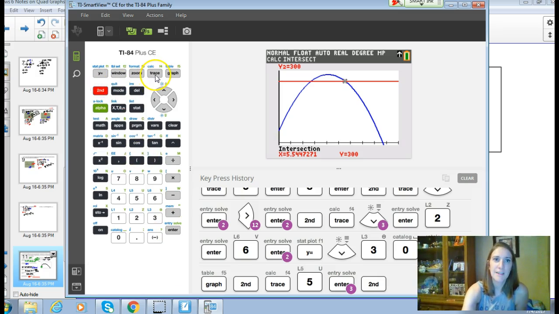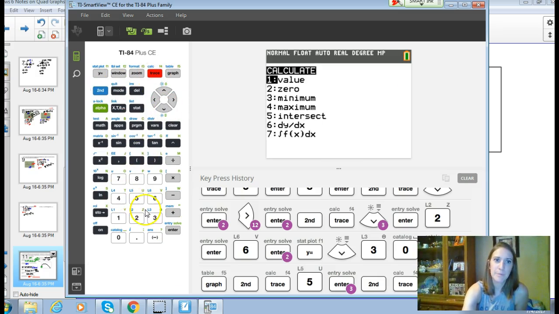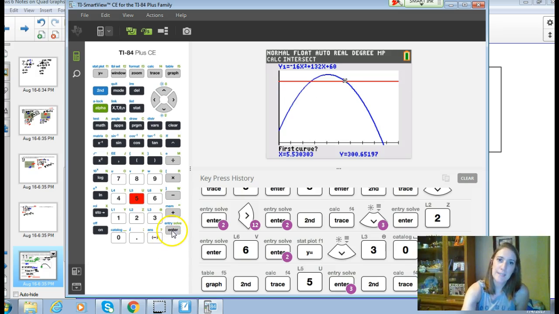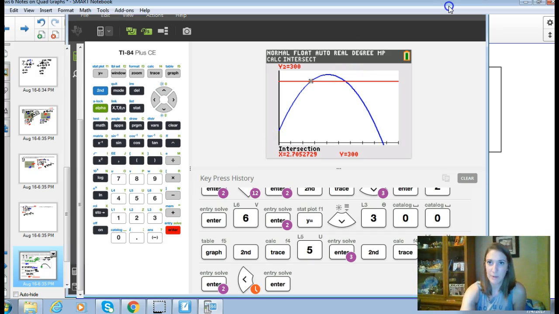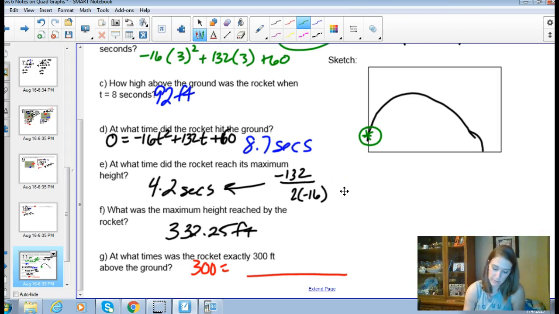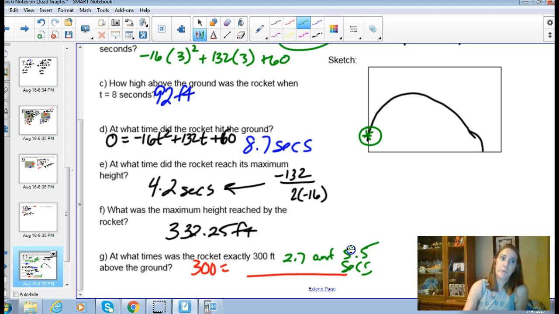Let's go find the second intersection, pull all that up again. But when it says guess, you need to get closer to the other one. Good enough. All right. So 2.7 seconds. So at 2.7 seconds and 5.5 seconds, that's when it hit a height of 300. So 2.7 and 5.5. Which, yeah, we could have found through the quadratic formula. It would have been a big, big fun time, trust me.